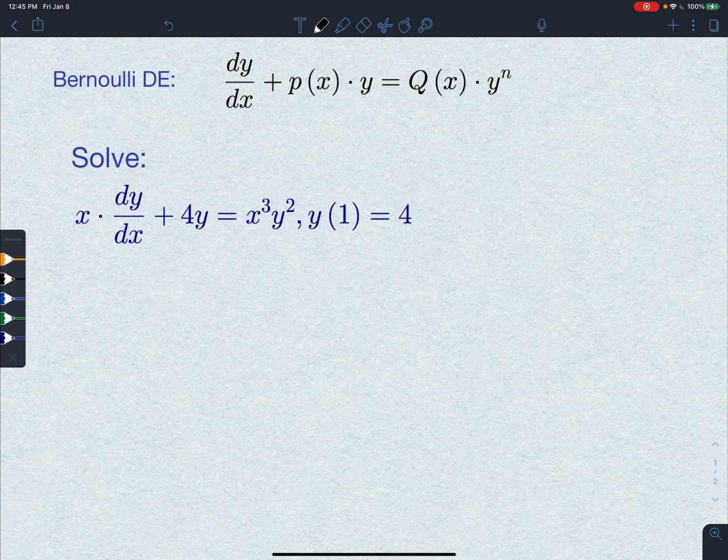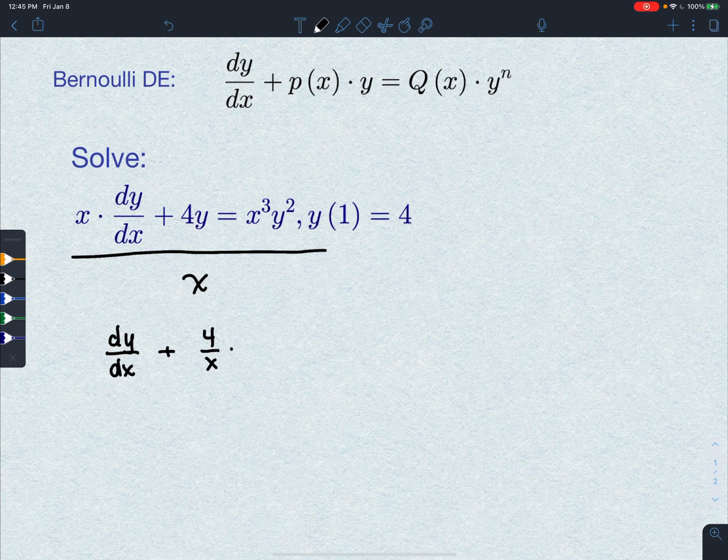x times dy/dx plus 4y equals x to the third y squared, where y at 1 is equal to 4. Now, because we want to model this after a first order linear equation, the first thing I want to do is divide both sides by x to make the dy/dx term have a coefficient of 1. So we're going to divide both sides by x, and this is going to give us dy/dx plus 4 over x times y is equal to x squared y squared.